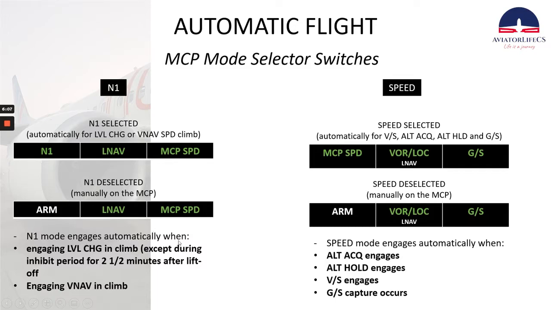N1 mode engages automatically when engaging level change in climb, except during an inhibit period for 2.5 minutes after liftoff, or when engaging VNAV in climb. Now a speed mode. When we select speed, this is where you can see MCP speed. The speed mode engages automatically when altitude acquired engages, alt hold engages, vertical speed engages, or glide slope capture occurs. When the speed mode is deselected manually on the MCP, this is where you can expect to see it.